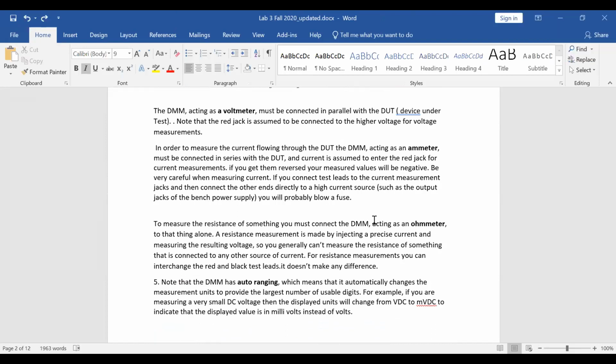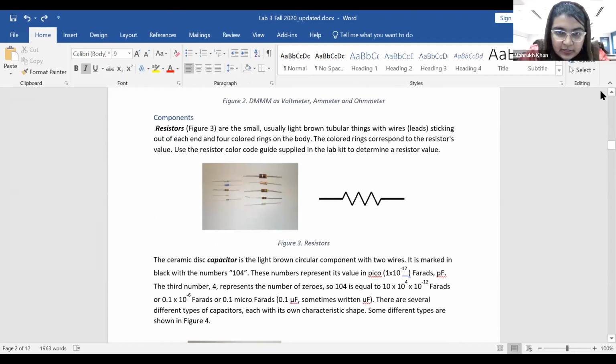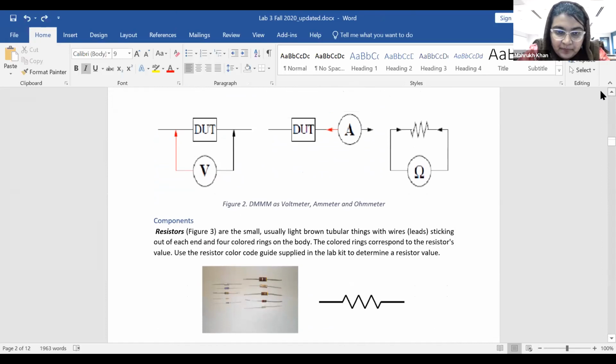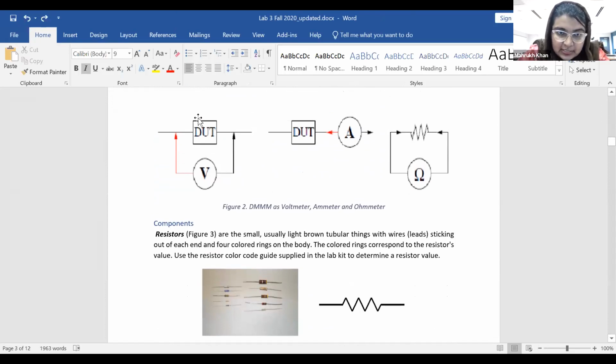Yeah. Okay. So this voltmeter actually measures the voltage. So this is your voltmeter, okay? This is your ammeter and this is your ohmmeter. So to measure the voltage, you place your leads in parallel with the device under test, okay?